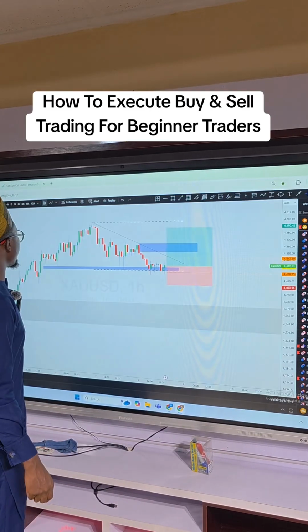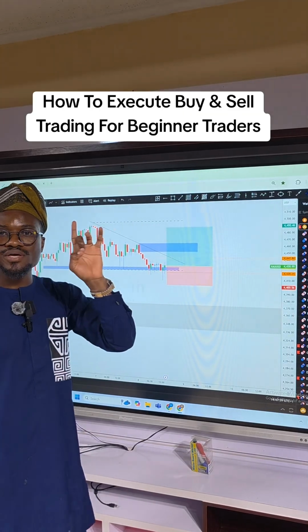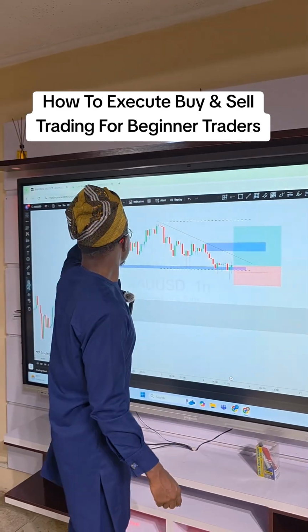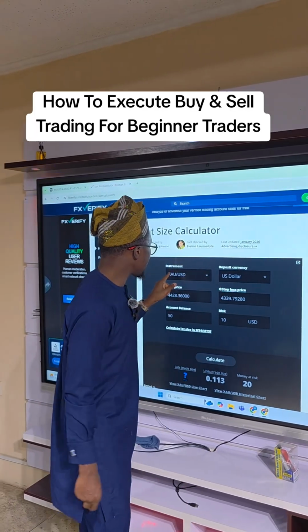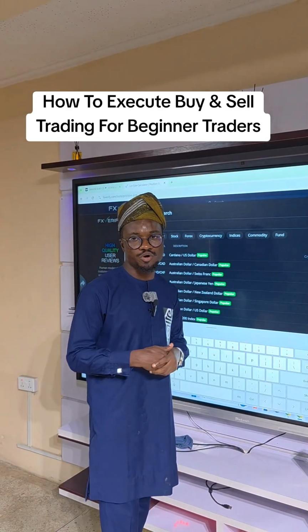On this chart right here, we want to trade gold. The symbol is XAU paired against USD. So we navigate back to that calculator and then we input XAU paired against USD. If it's not there, you search for it through the search box.